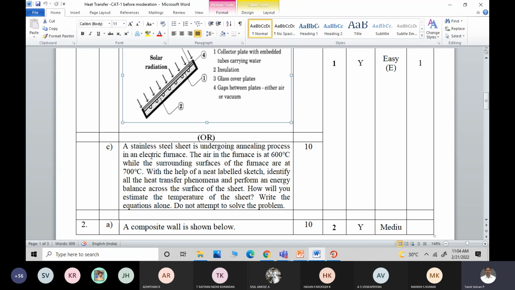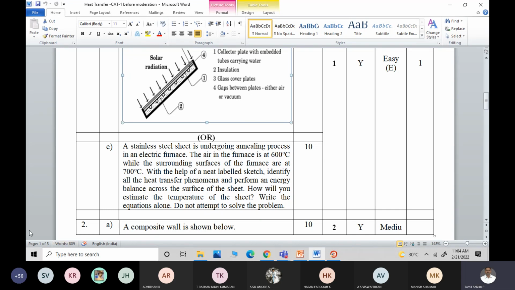What happens is, the air in the furnace is at 600 degrees, while the surrounding surfaces of the furnace are at 700 degrees. So the air gets heat from the surface. Within the surface you will have conduction, and heat is transferred to the air by convection, and from air to the stainless steel sheet which passes inside. The stainless sheet may be assumed as a lumped system, which is at room temperature and all of a sudden is exposed to 600 degrees C. So again, you can use the Q convected.